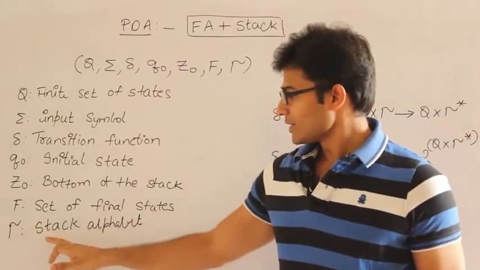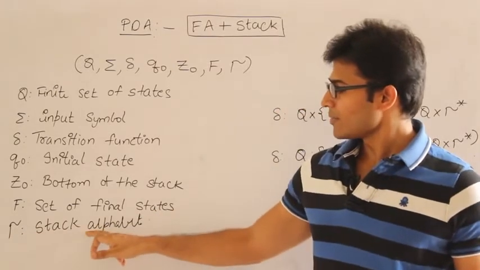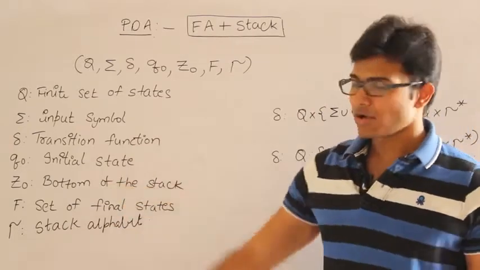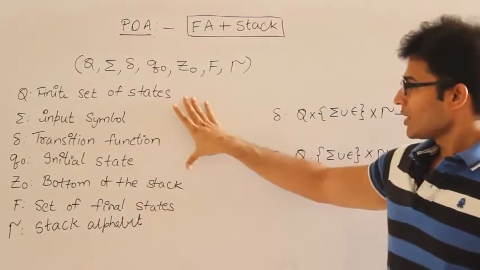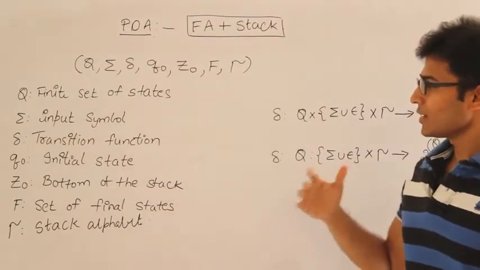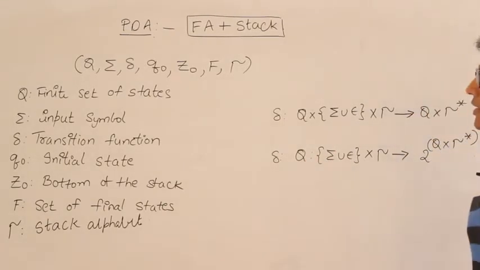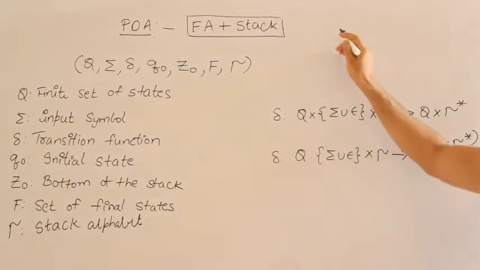And tau is the stack alphabet. Stack alphabet means the symbols that I allow to be present on the top of the stack. So this is all about the theory. We shall see some practical questions and we will understand more about it. Before going to that, let me tell you two things.